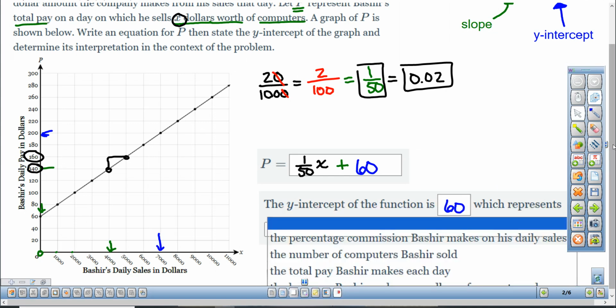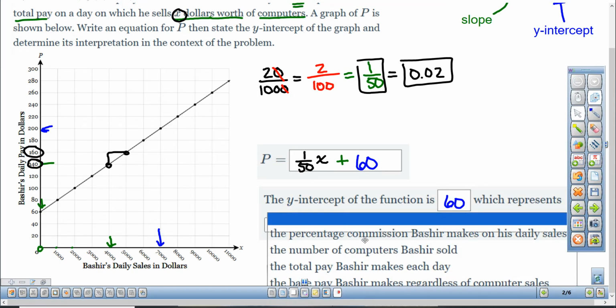The 60. Is he getting a 60%? Is he getting 60% of all of his sales? No, he's getting 2%. So 60 does not represent his percent commission. Does 60 mean that he sold 60 computers? No, we have no idea how many computers he sold. That's not even mentioned in here. Is 60 his total pay that he makes each day?